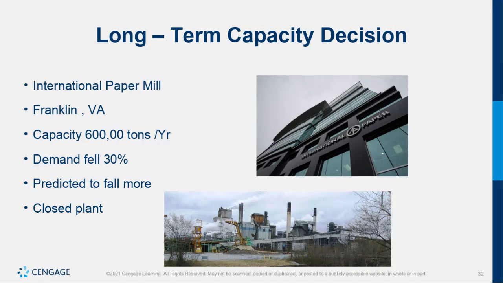But as we all know, things are going digital, right? People will send emails rather than snail mail. They have tablets rather than paper and pencil. We send text messages rather than paper reports. So basically, demand for paper fell 30%. Then they did some predictions, and the prognosis was that demand is going to continue to fall. So what did they do? They did not want all this excess capacity sitting there costing them a lot of money, so they simply closed the plant. That is a long-term capacity decision.